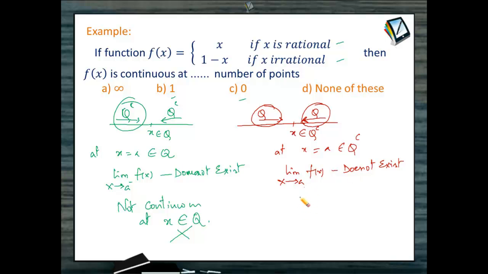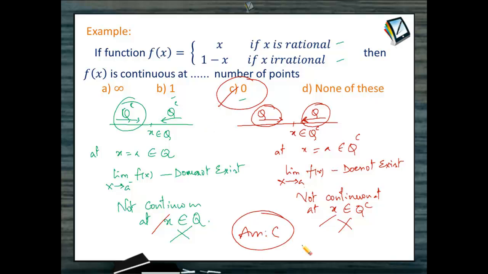If the limit does not exist, shall we conclude the function is not continuous at any x which is irrational? So at no rational number and at no irrational number is this function continuous. So at how many points is the function continuous? At 0 points. So which option is satisfying for us? The option satisfied is C, because here the limit itself could not be evaluated, right?